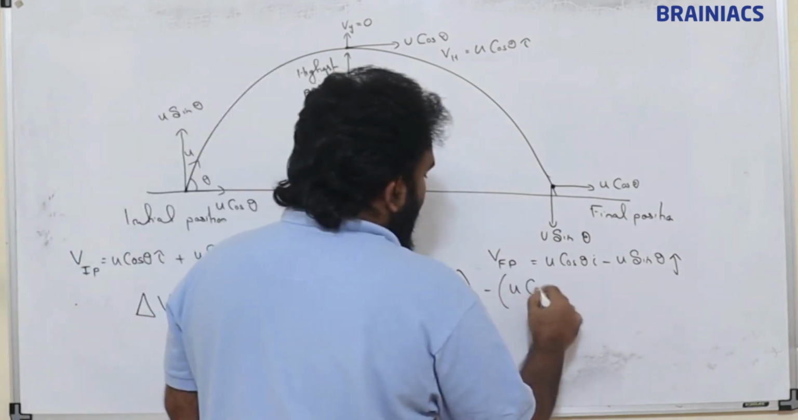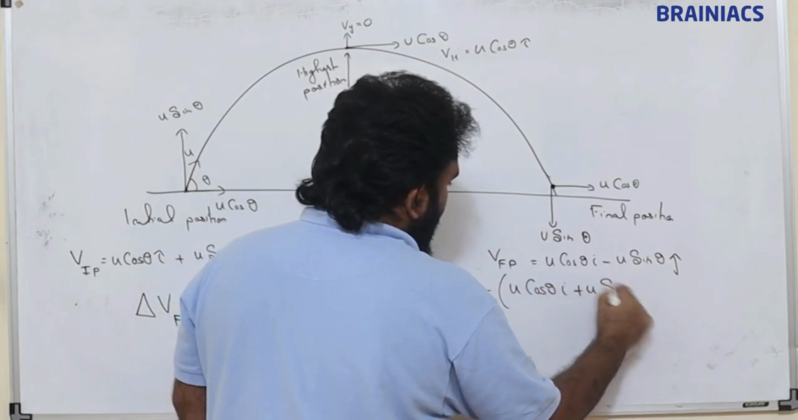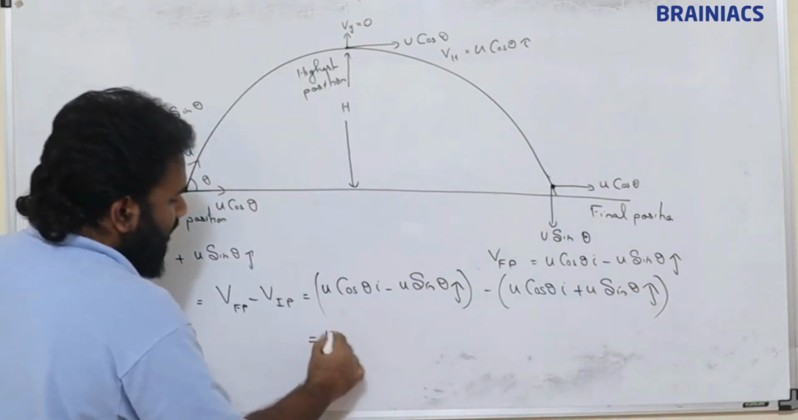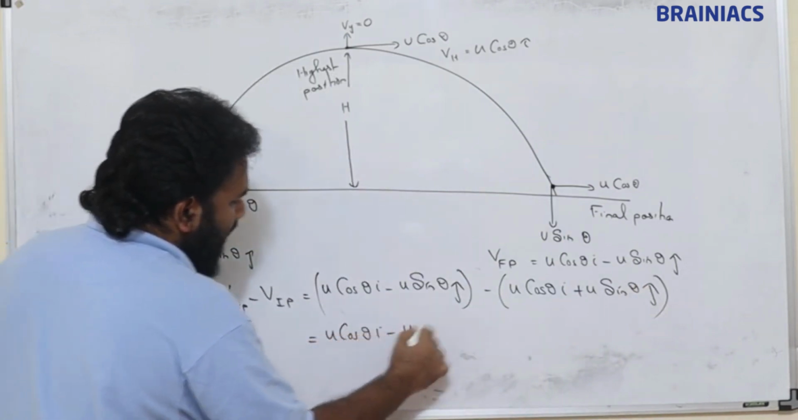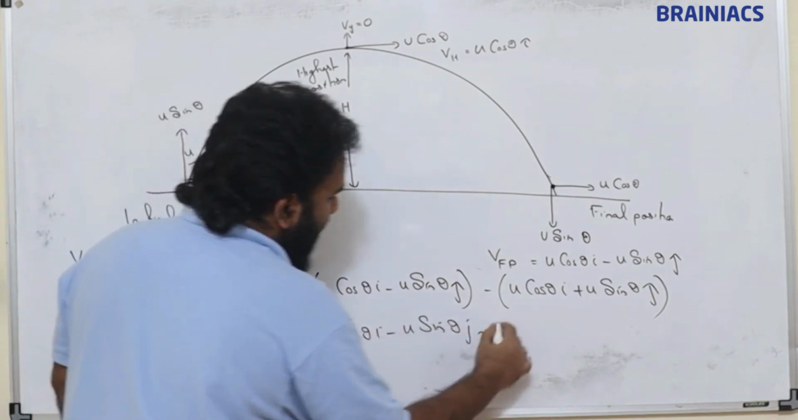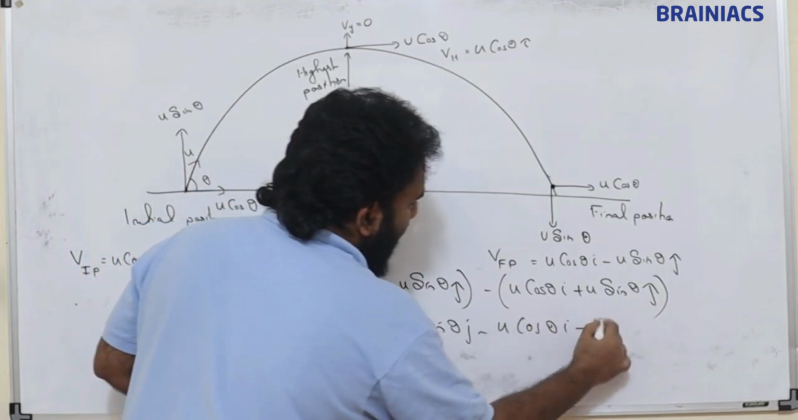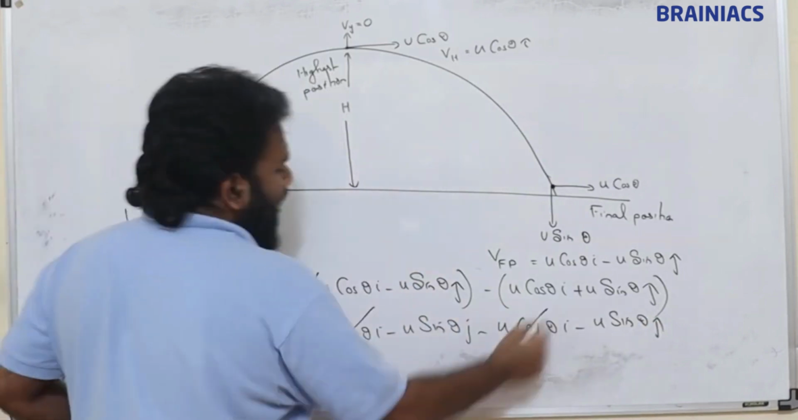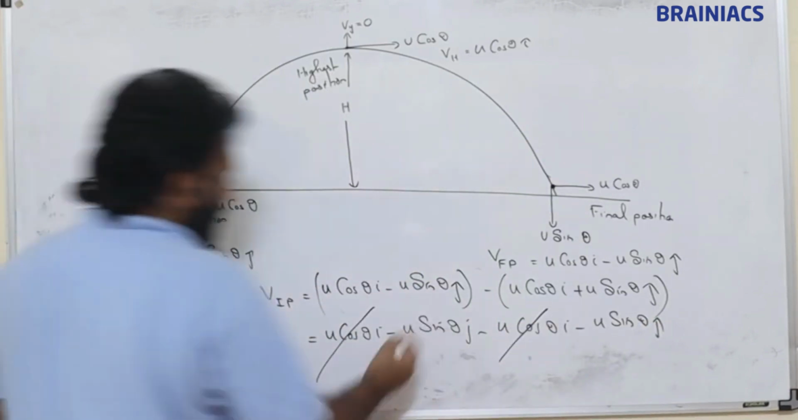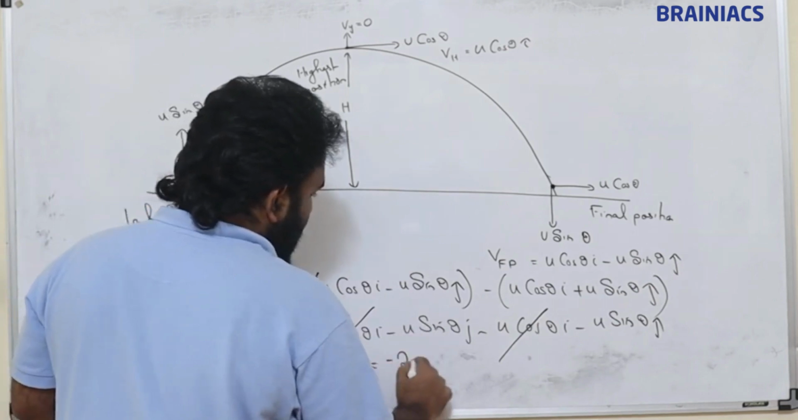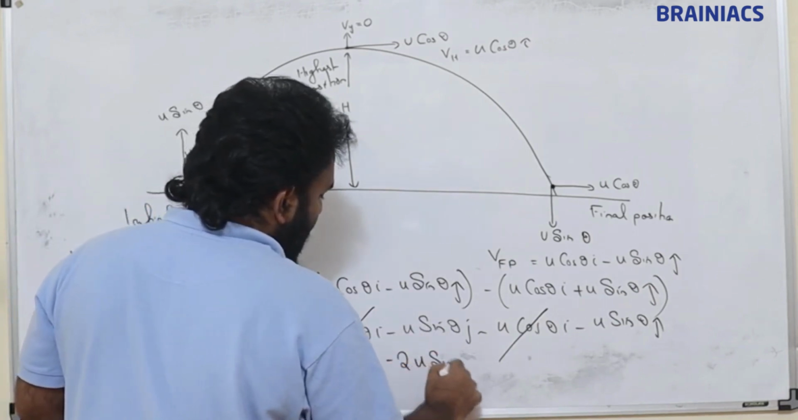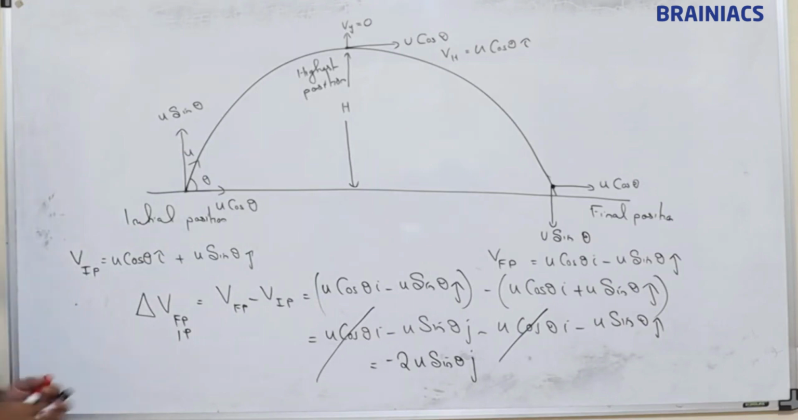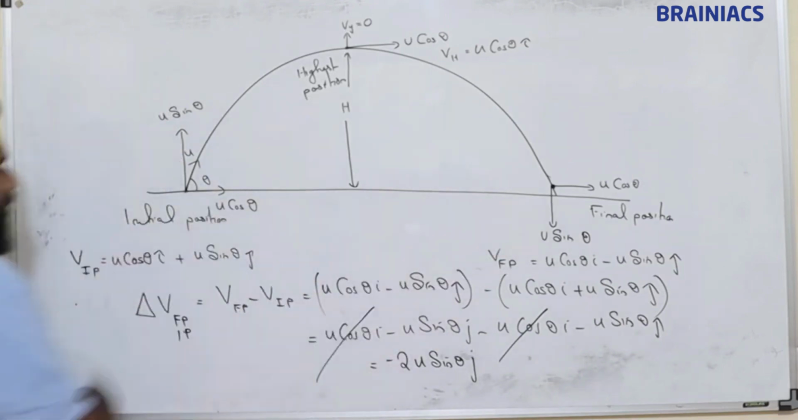So that is u cos theta i minus u sin theta j, minus u cos theta i plus u sin theta j. If we expand this, u cos theta i minus u sin theta j minus u cos theta i minus u sin theta j. So u cos theta i and u cos theta i will be cancelled off. We will be getting minus 2u sin theta j. This is the change in velocity between the final point and the initial point.